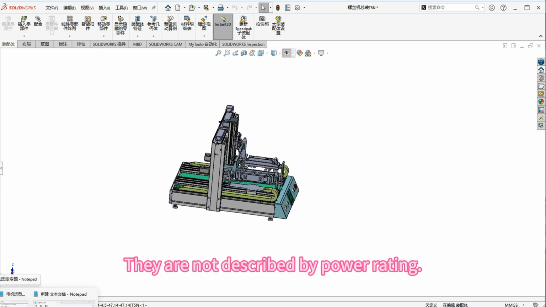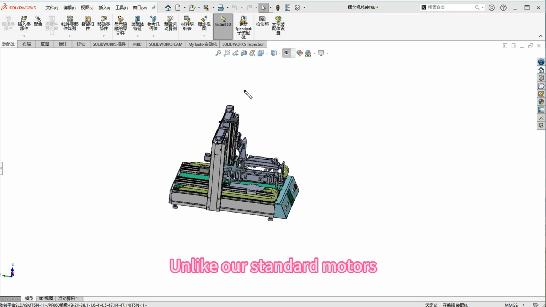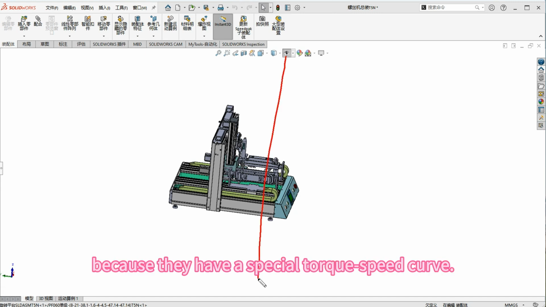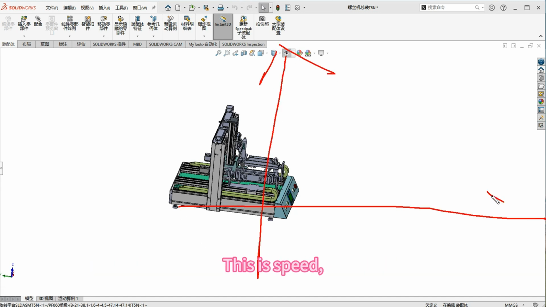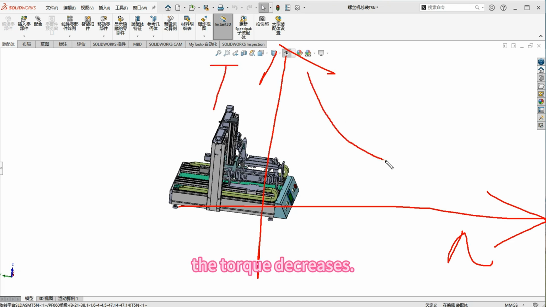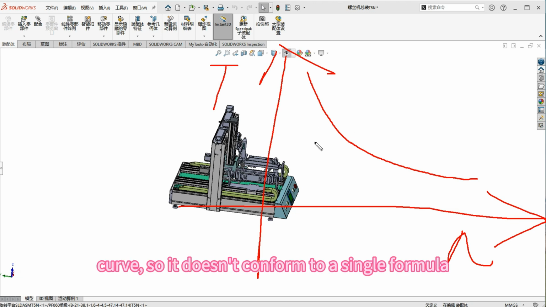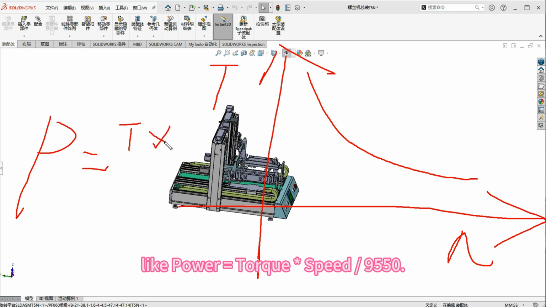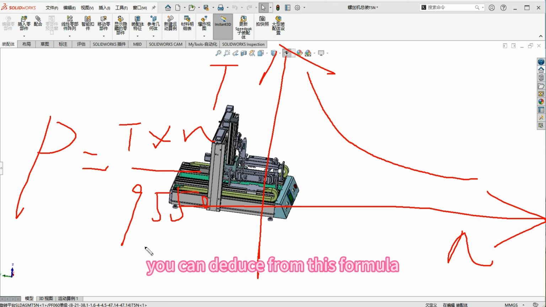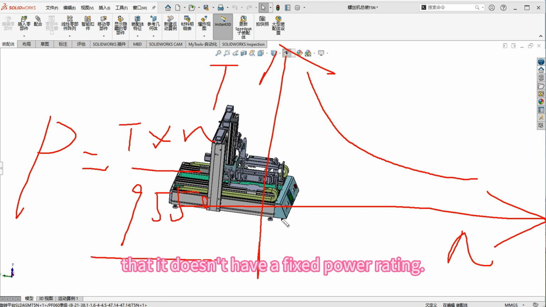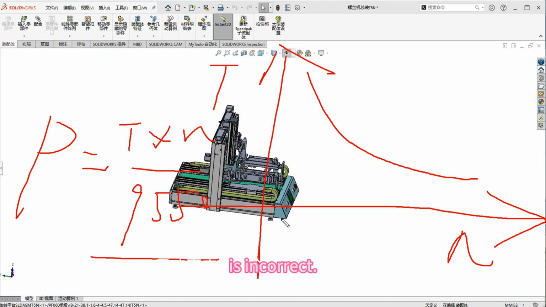They are not described by power rating, unlike our standard motors or servo motors, because they have a special torque speed curve. This is speed, this is torque. As the speed increases, the torque decreases. This decrease follows a curve, so it doesn't conform to a single formula, like power equals torque times speed divided by 9,550. Therefore, you can deduce from this formula that it doesn't have a fixed power rating. So, naming a stepper motor based on power is incorrect.